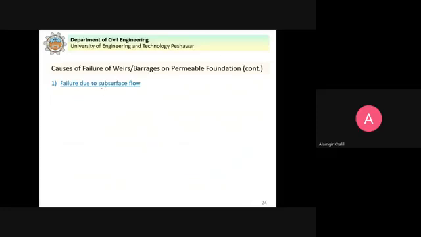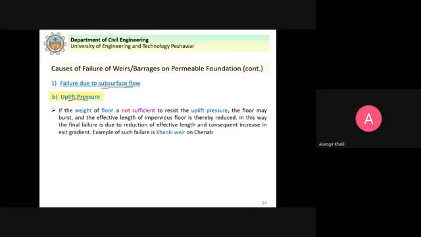Next we have failure due to subsurface flow. The first one we studied, piping or undermining. The second one is uplift pressure. If the weight of the floor is not sufficient to resist the uplift pressure, the floor may burst and the effective length of the impervious floor is thereby reduced. In this way, the final failure is due to reduction of effective length and consequent increase in the exit gradient. You see the combined effect is coming. All these forces will not act one by one.